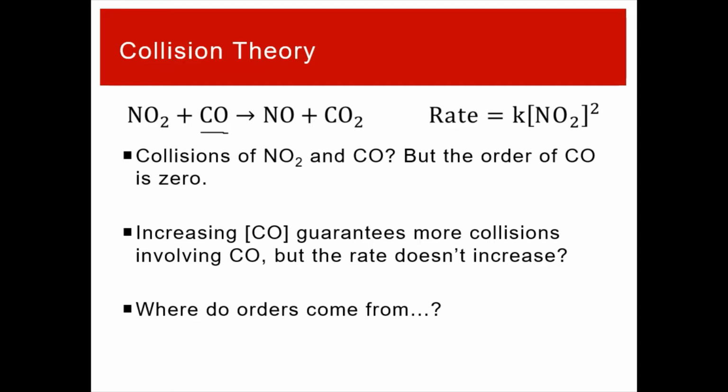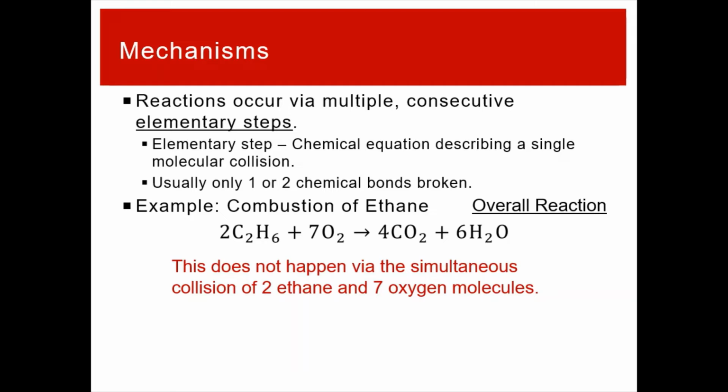So there's something going on between this idea of collisions that underlie reactions and these overall reactions we're talking about, and somehow orders fit into this. So where do these orders come from? In order to answer that, we need to talk about the idea of a reaction mechanism. When we write an overall reaction, we are writing the overall change that we're seeing. But that reaction occurs via multiple consecutive elementary steps. An elementary step is a chemical equation involving a single molecular collision. When I say a single molecular collision, I mean a single reactive event of one molecule changing or two molecules colliding.